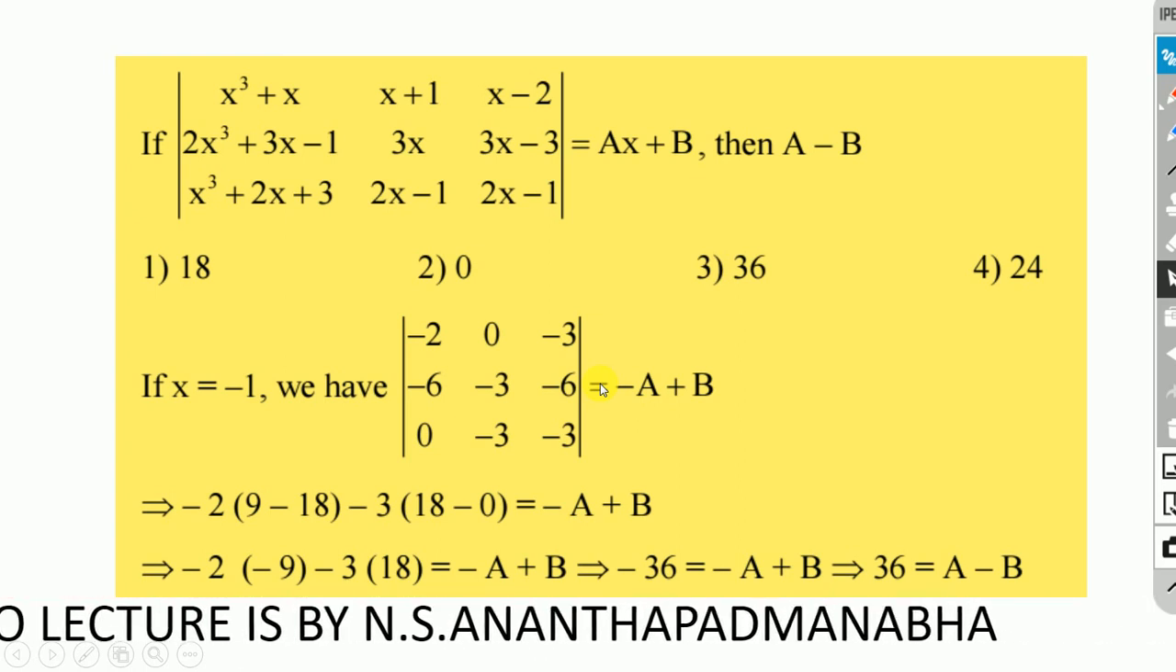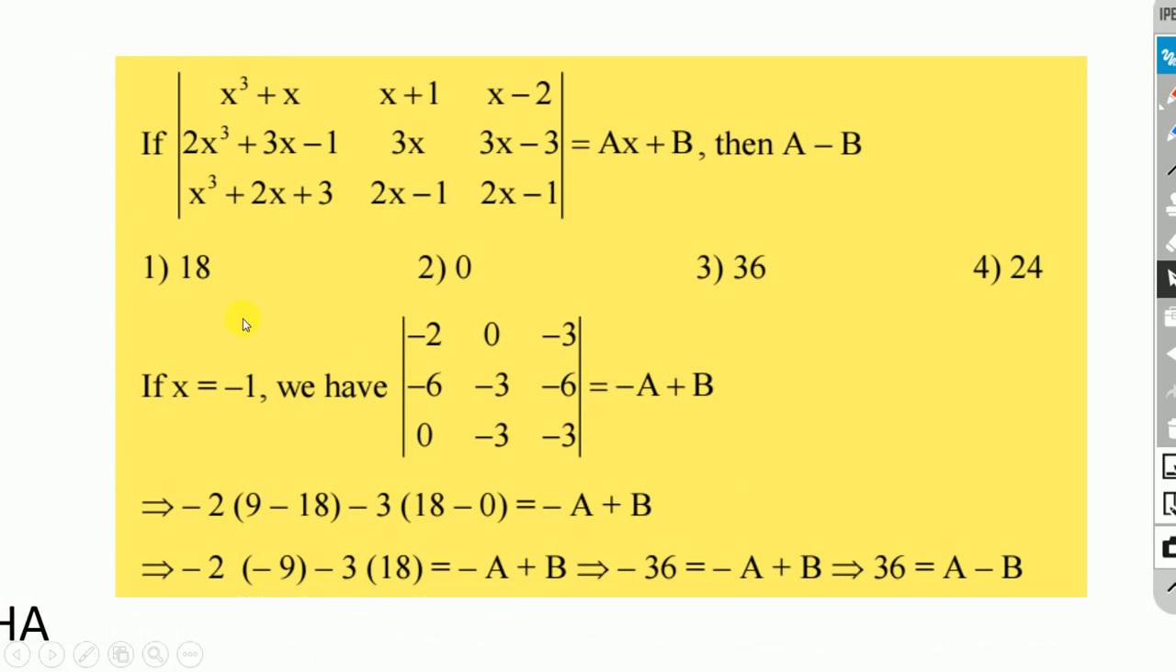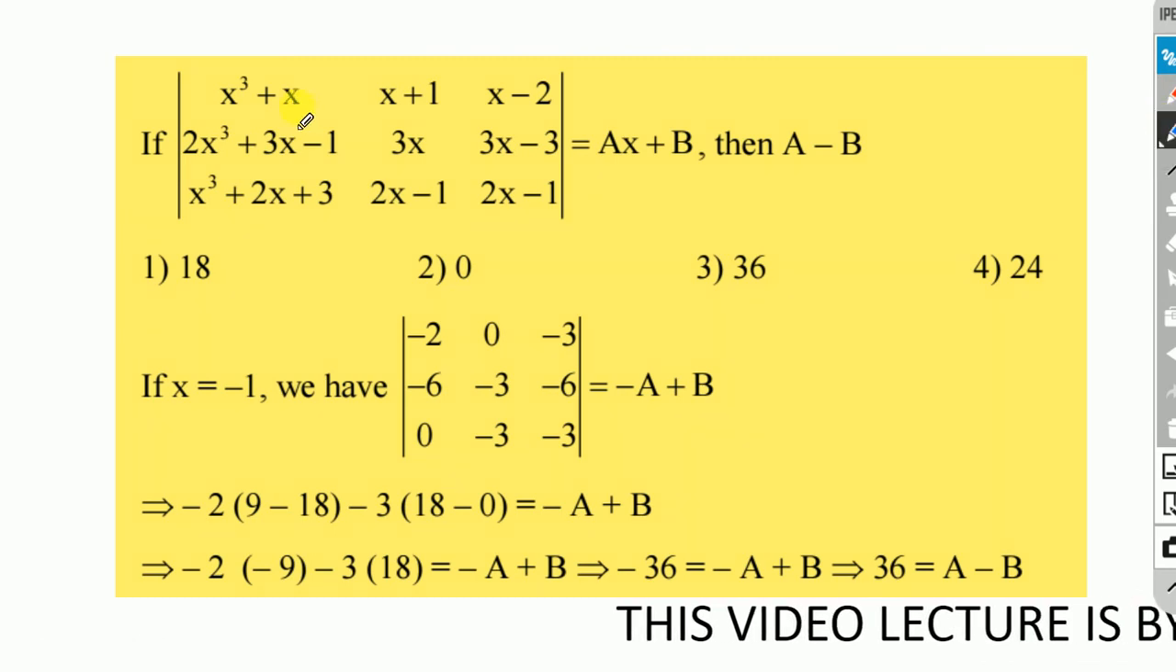So here is another problem. If the determinant of x cube plus x, x plus 1, x minus 2, 2x cube plus 3x minus 1, 3x, 3x minus 3, x cube plus 2x plus 3, 2x minus 1 and 2x minus 1 is equal to ax plus b, then a minus b is equal to, that is, I have to find a minus b. Option A is 18, option B is 0, option C is 36 and option D is 24.